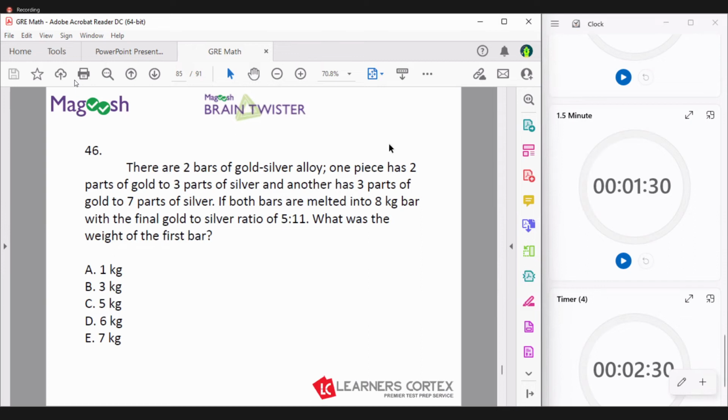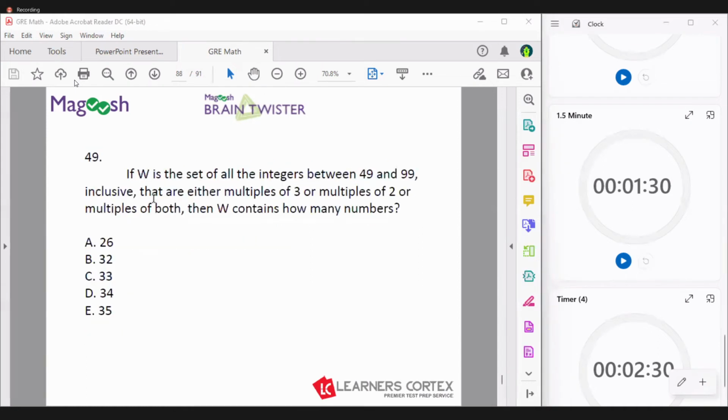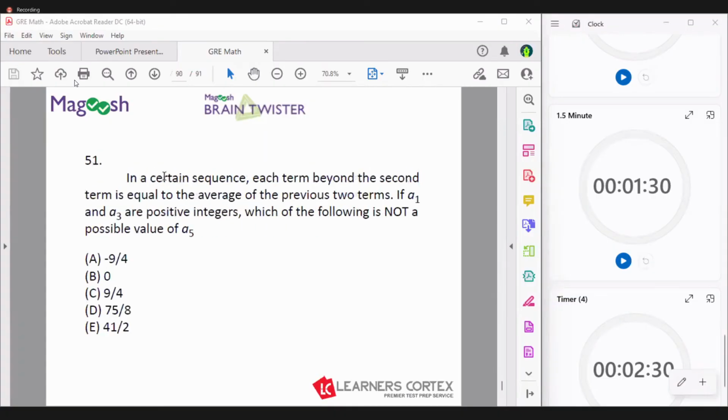Okay. This also we discussed. This also we discussed. I remember contractor hires. This as well we discussed. Did we discuss this one? Yes, sir. Okay, then we'll wait for 5 minutes, then we'll start with our algebra section.